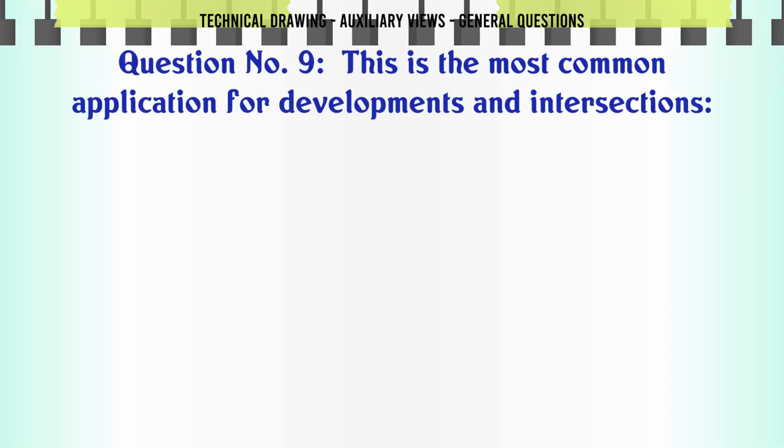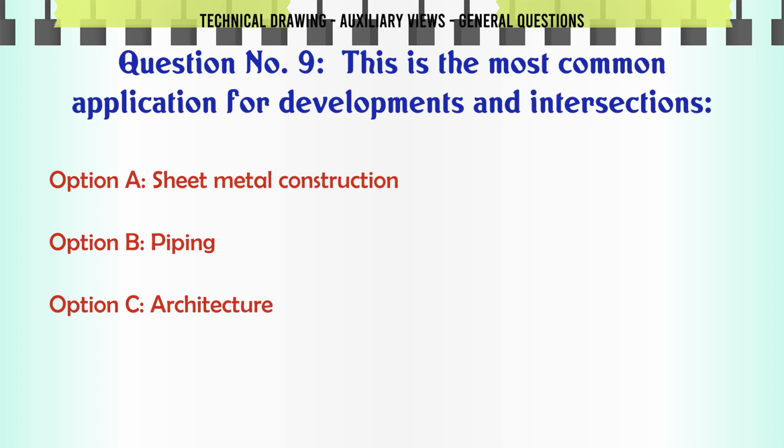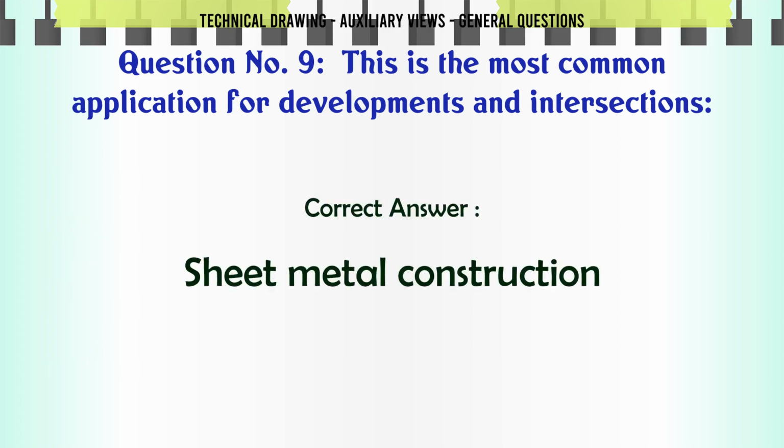This is the most common application for developments and intersections. A. Sheet metal construction. B. Piping. C. Architecture. D. Mechanical engineering. The correct answer is sheet metal construction.